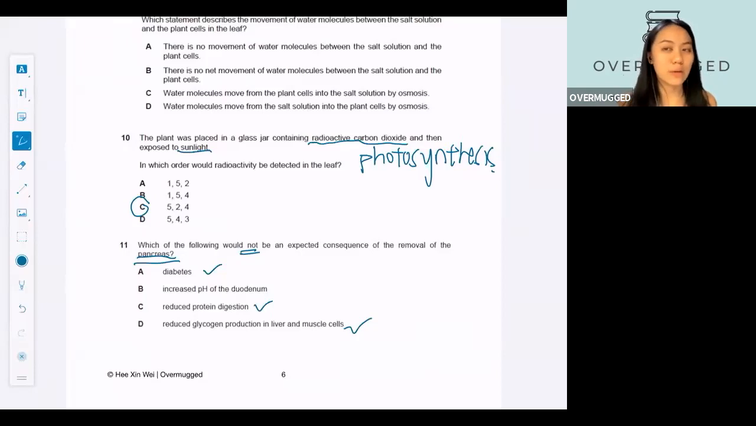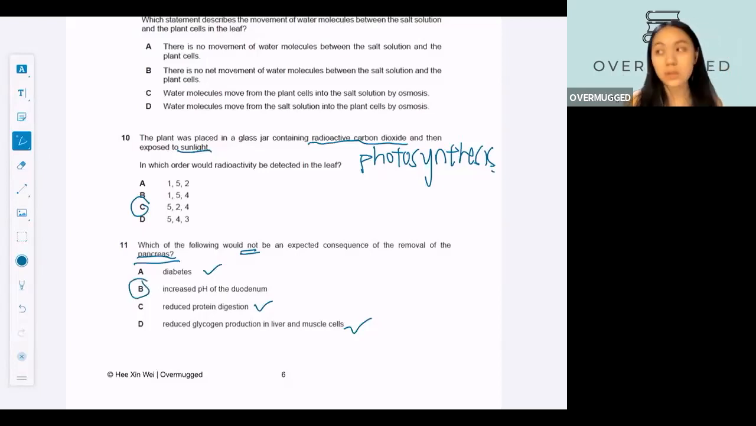So for 11, why is the answer not B, not A? Because the islets of Langerhans are in the pancreas, and the islets of Langerhans secrete your insulin and glucagon. Okay, so A and D are about the hormones part. And then C, just as we talked about already, is the TAL, the enzymes that are secreted by the pancreas. Why is it not B?